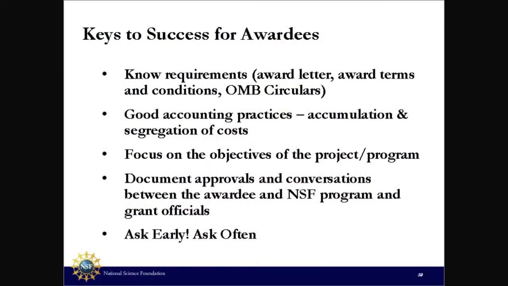Make sure that you acknowledge NSF if you're going to do any kind of web development, things of that nature. Acknowledge us, we like that kind of stuff. We're kind of attention hungry on that kind of thing. And as always, ask early, ask often. I promise you, if you ask questions, we'll give you an answer. If I don't know it, I will find an answer for you. And that's it.